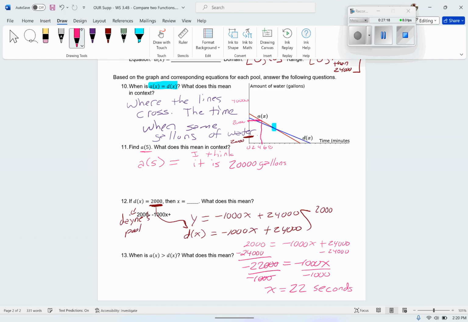So 22 seconds into this adventure, or actually not seconds, minutes, right? It was in minutes. I'm sorry. At 22 minutes, so what does this mean? At 22 minutes, there is 2,000 gallons left. Huh. So he drained quite a bit.